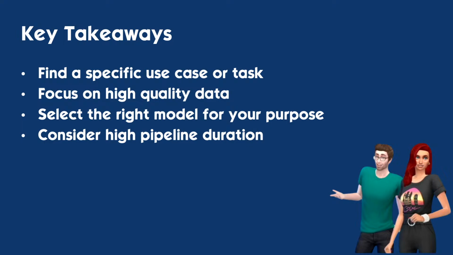So let's end with the key takeaways. What we have learned along the way, and I think a lot of people already know this, is that you really have to find a specific use case or task. It doesn't work to have a general use case and try to do everything with one model or with a multi-agent flow that's trying to solve all of your problems. We also saw that you have to focus on high-quality data, select the right model for your purpose, and consider the long duration of the pipelines.